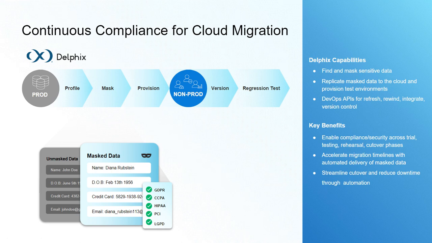The masking can be tied to provisioning of the data so that the operation takes place all at the same time. So we ingest and profile, mask, and then provision non-prod copies. This can be done over and over repeatedly and all done through API control.